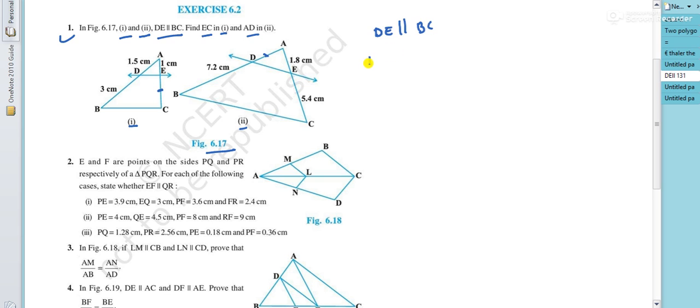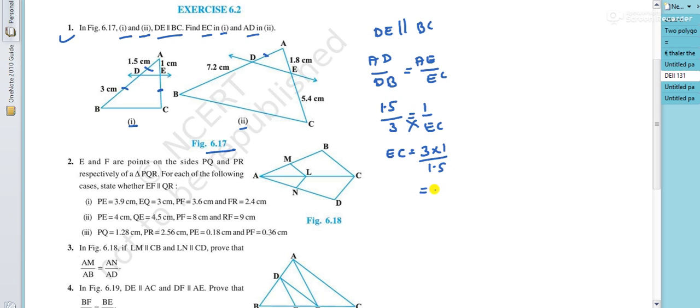So can I say, as per BPT, AD by DB will be equal to AE by EC, right? We need to find EC, so we'll keep it as it is. Others, they have given 1.5. So substitute. DB is 3, this is 1, and this is EC. So on doing cross multiplication, we'll get EC is equal to 3 into 1 divided by 1.5, which is equal to 1.5 into 2 is 3. So EC is how much? 3. It is 2 centimeter, correct?